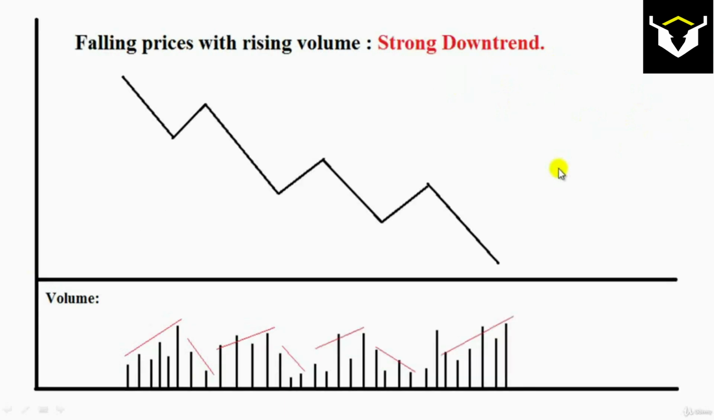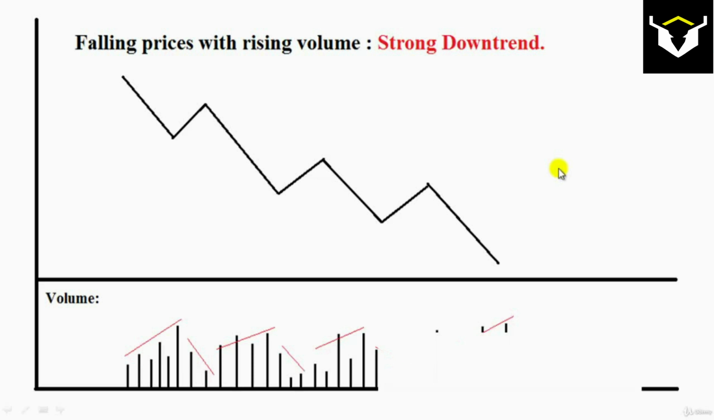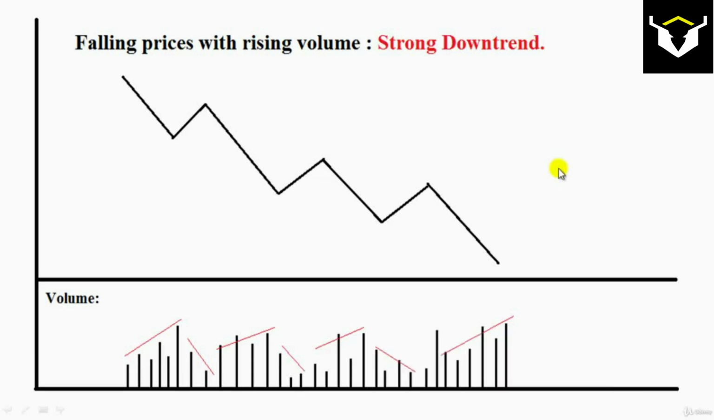Our next chart is a chart of a strong downtrend. This also follows the same rule. Every time prices make a new low, it is supported by an increase in volume. And every time there is a pullback, volume decreases. So you can see every time prices make a new low, there is an increase in volume. More and more stocks are being sold at new lows, which means the trend is strong.